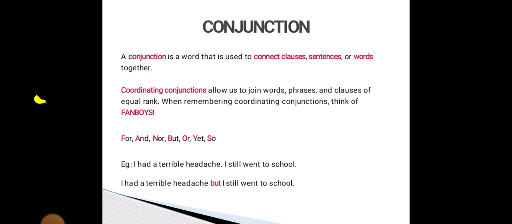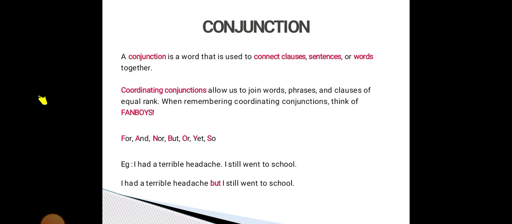A conjunction is a word that is used to connect clauses, sentences or words together. First, we can see about the coordinating conjunction. We have to remember FANBOYS. F stands for for, A stands for and, N stands for nor, B stands for but, O stands for or, Y stands for yet, and S stands for so. So easily remember by memorizing the word FANBOYS. These words are all called coordinating conjunctions.